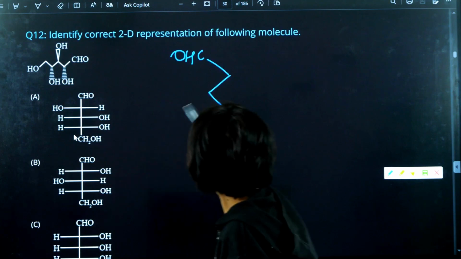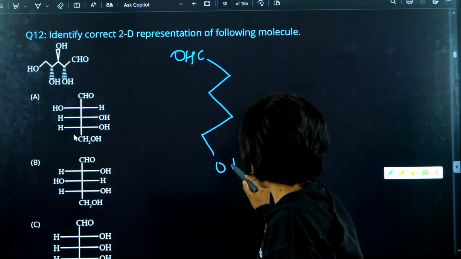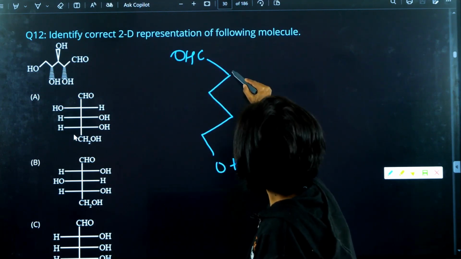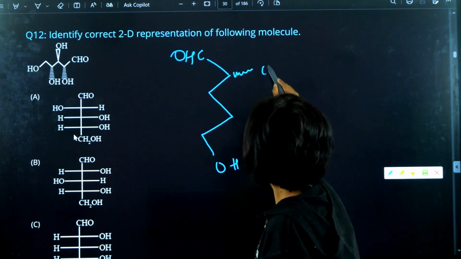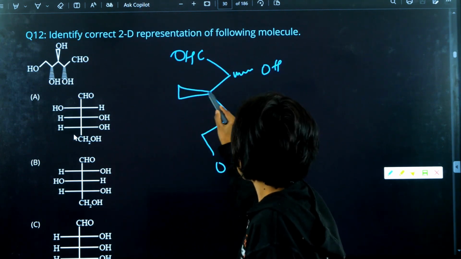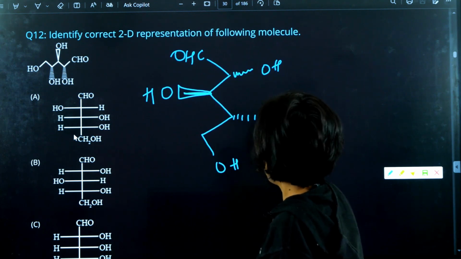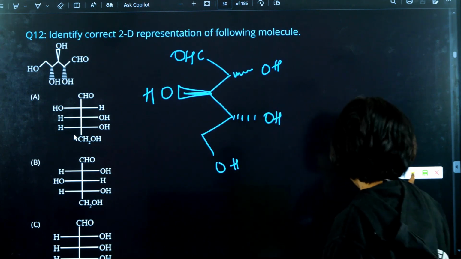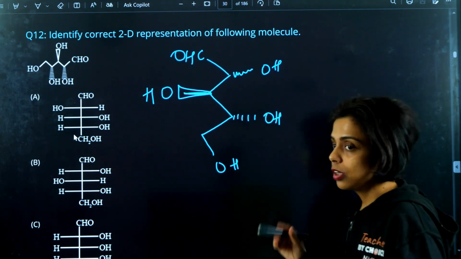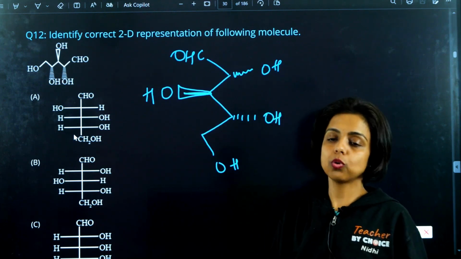1, 2, 3, 4. 1, 2, 3, 4, and this is the OH, right? So I have, this is OH, this is OH, OH. So this is the molecule. How do I convert it into a Fischer projection? You can do whatever way you do, right? How to convert this into a Fischer projection?